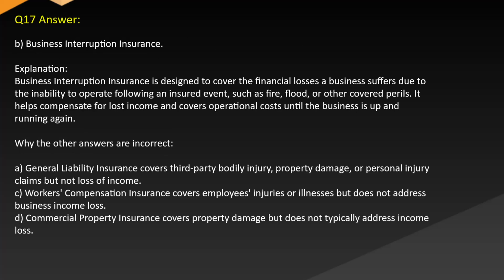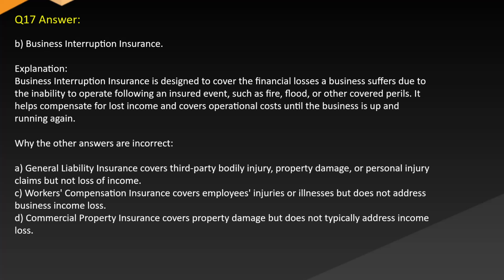Answer: B. Business interruption insurance. Explanation: business interruption insurance is designed to cover the financial losses a business suffers due to the inability to operate following an insured event, such as fire, flood, or other covered perils. It helps compensate for lost income and covers operational costs until the business is up and running again.